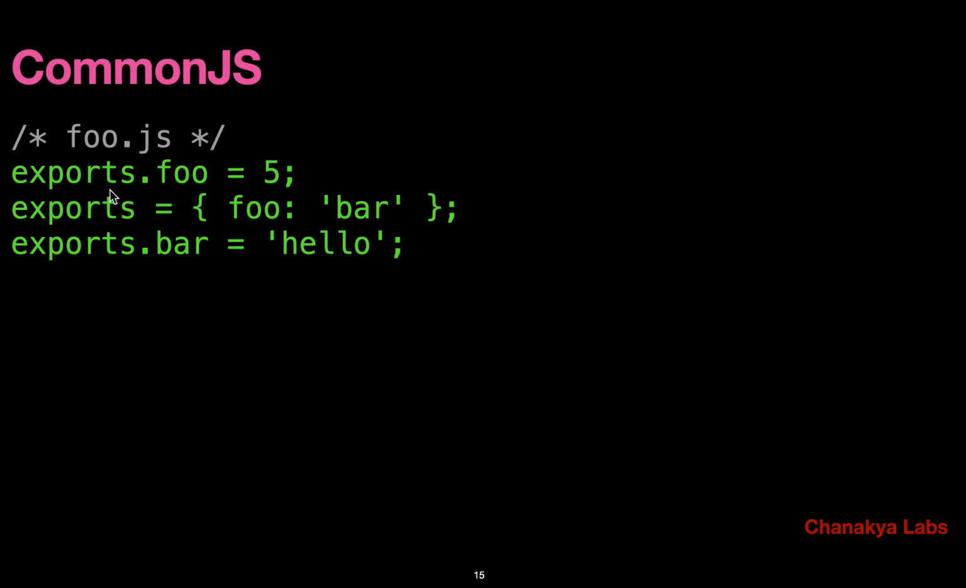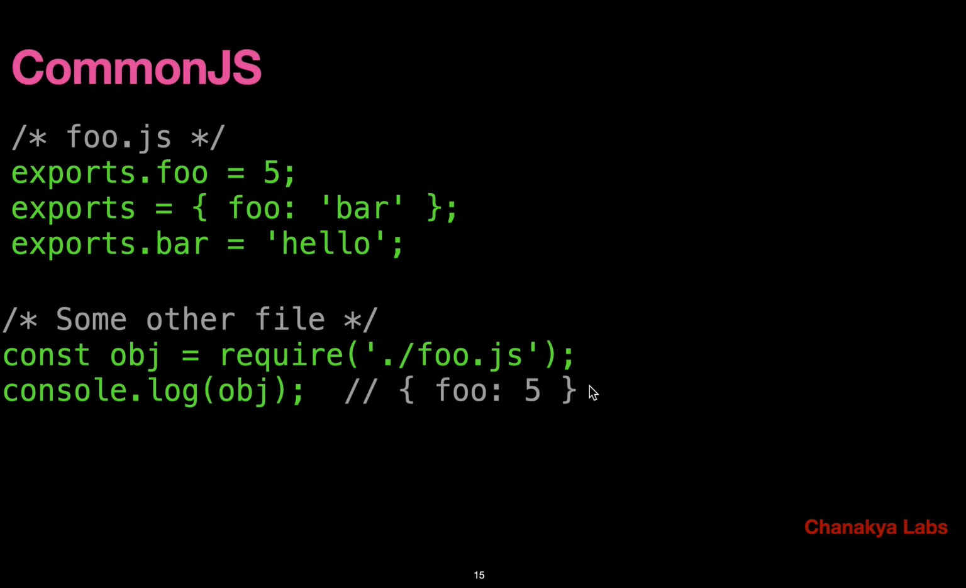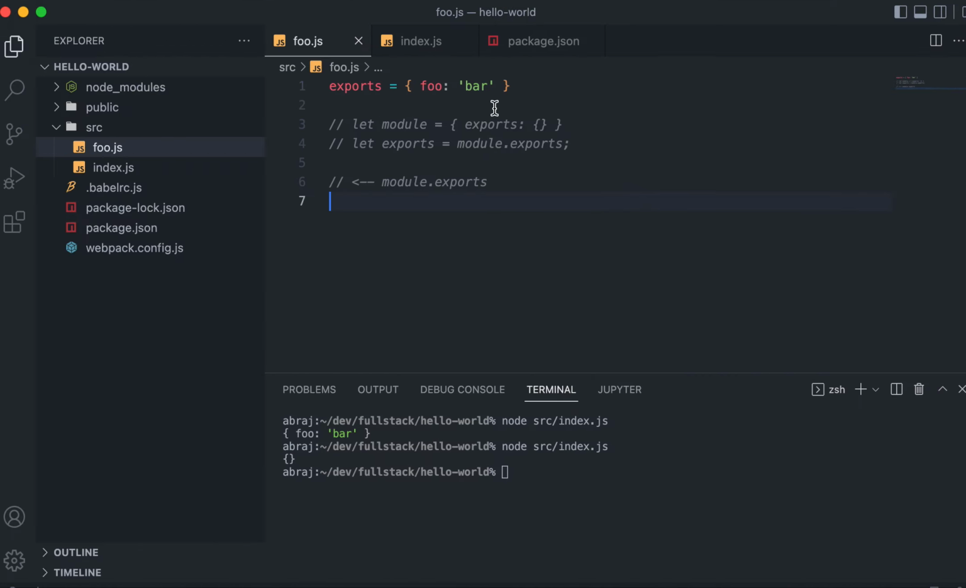Okay, let's take a few more examples. exports.foo is equal to 5, and then I do something like this, and then something like this. What should be the behavior? You see, foo 5. Why? Right now exports was pointing to module.exports. When I changed exports.foo, I basically changed module.exports.foo also, which means module.exports is changing to foo 5. Understand?